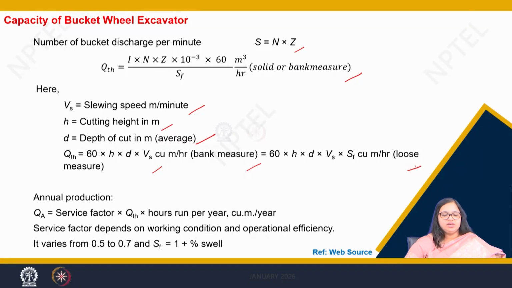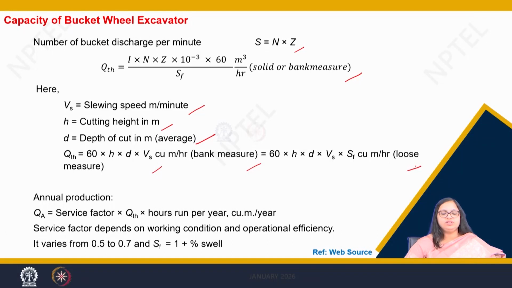Now, when we try to get the annual production, how do we get it? Annual production is given by the service factor multiplied with the theoretical capacity multiplied with the hours that it runs per year, which gives us the annual production capacity in cubic meter per year.